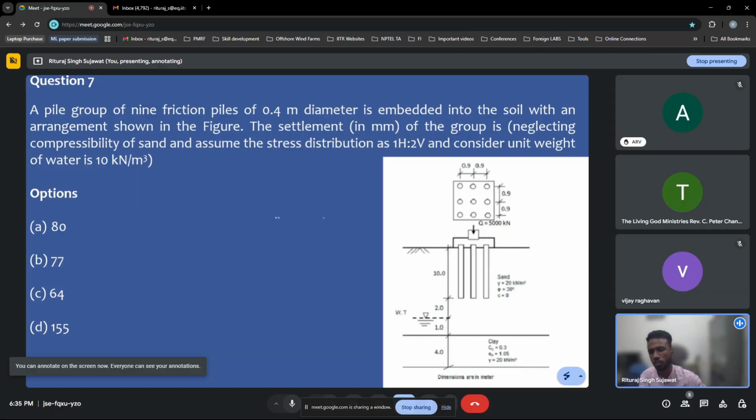A pile group of 9 friction piles of 0.4 diameter is embedded into the soil with an arrangement shown in the figure. Neglect the compressibility of the sand and assume the stress distribution as one horizontal to two vertical. Consider the unit weight of water as 10 kN per meter cube. You need to determine the settlement of the group.